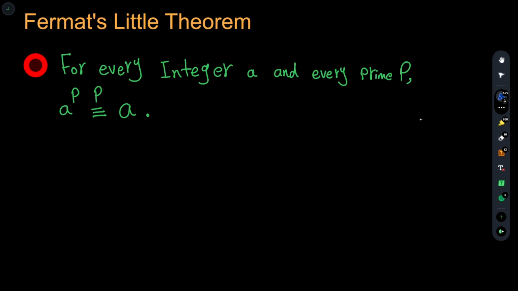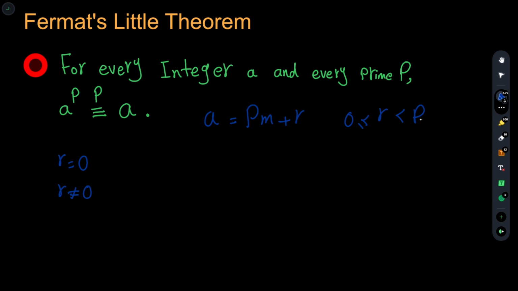So we are back to Fermat's little theorem. I state it again: for every integer a and every prime p, a to the power of p mod p is equal to a mod p. The way we are going to prove that is using the division algorithm. By the division algorithm, we can rewrite a as pm plus r, where r is smaller than p and is equal to or greater than 0. If we consider the case that r is equal to 0, then the result is trivial, so r is non-zero.